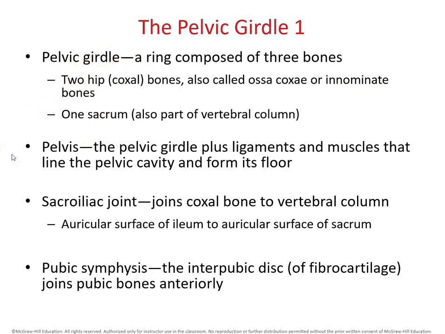So when I say pelvis, I'm talking about the pelvic girdle, those 3 bones, plus the ligaments and the muscles that make up the floor of the pelvic cavity. This one's pretty important. I want you guys to know what the sacroiliac joint is. Your sacroiliac joint is where the coxal bone, your hip bone, is articulating with the vertebral column.